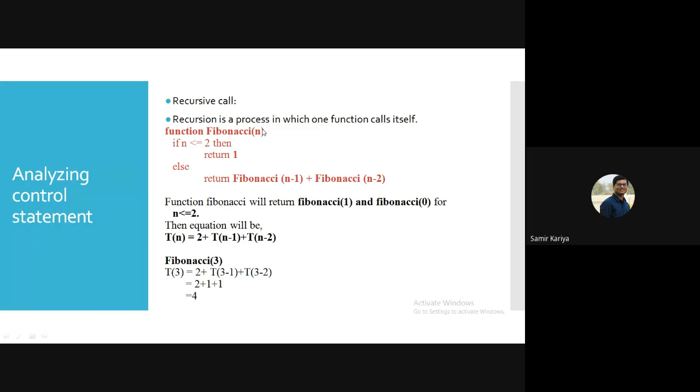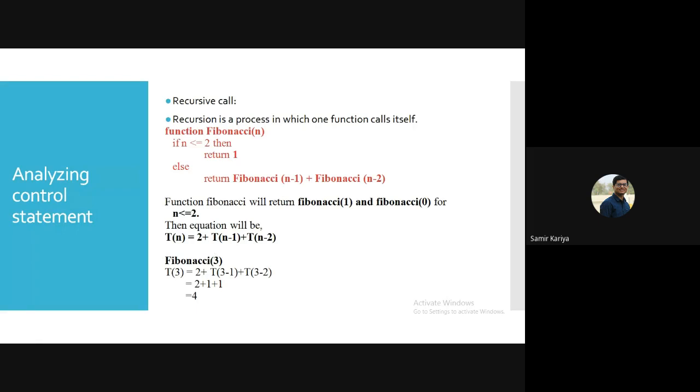First time we have n, but now second time we are calling here n minus 1. That's why here capital T of n minus 1, similar to here capital T of n minus 2. So this is the recurrence relation.